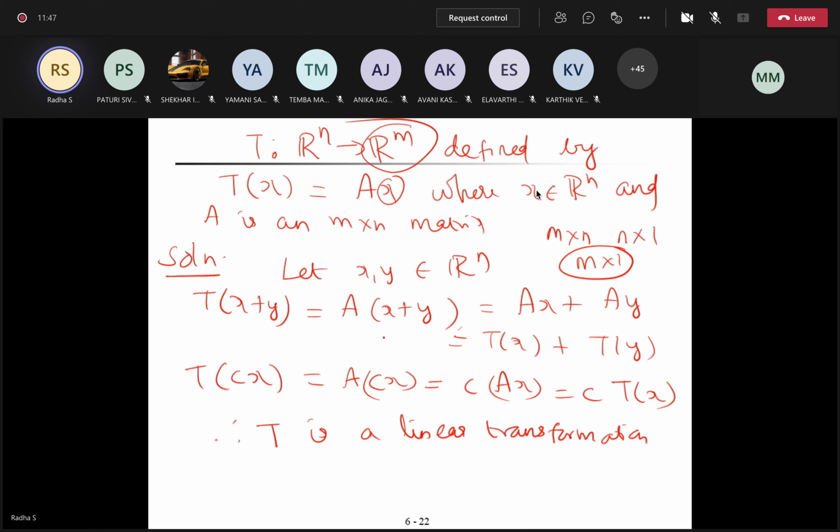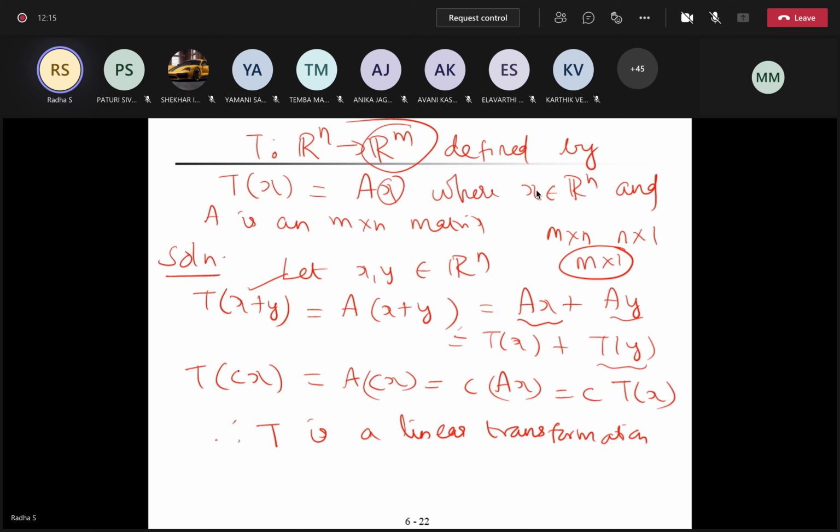So what is A times (x plus y)? It's very simple. We can write it as A times x plus A times y, because x is a vector, y is a vector. So A times x is T of x and A times y is T of y. So T of x plus y is T of x plus T of y. First property is satisfied. The second property is we need to prove T of a constant times x.